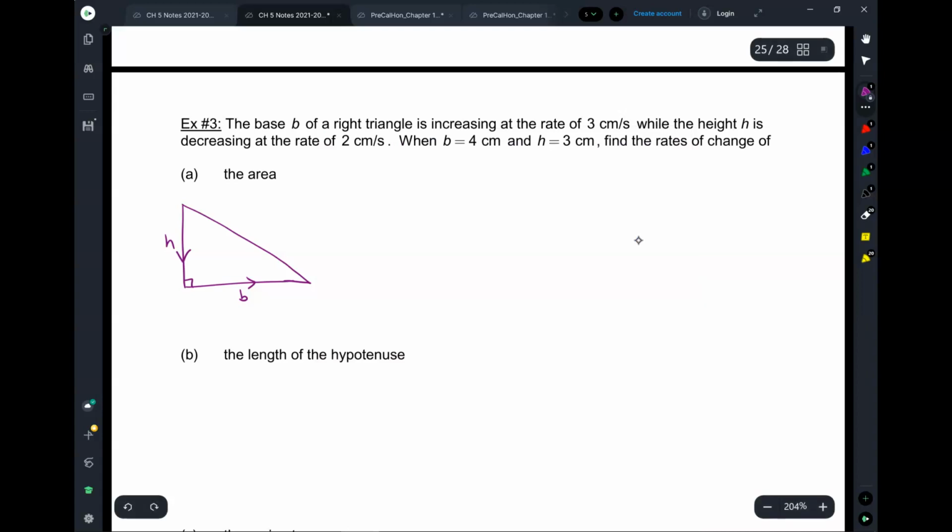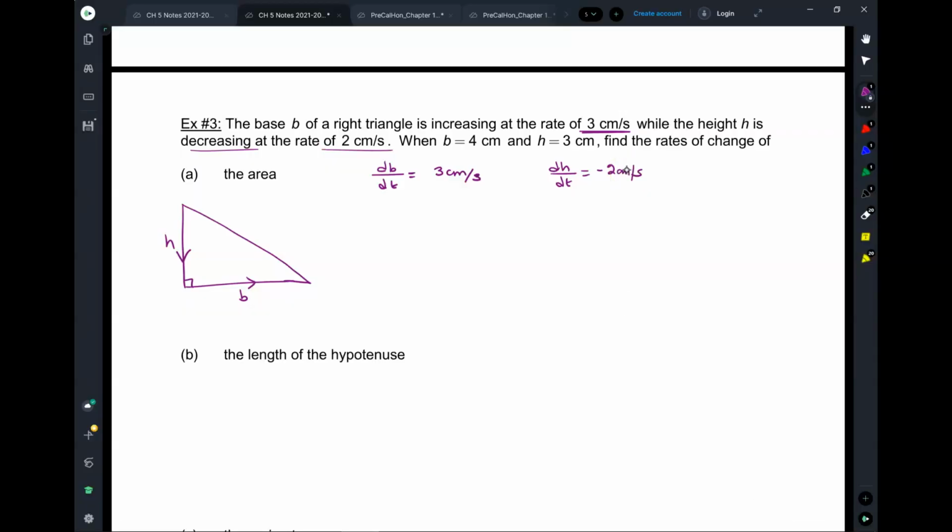Okay, so now let's read this again. The base B of a triangle is increasing at a rate of 3 centimeters per second. This is the rate of change of B. In other words, dB dt is 3 centimeters per second. And is that base increasing or decreasing? What does it say? Increasing. So does that mean it's a positive rate or negative rate? Positive rate. The height is decreasing at a rate of 2. So dh dt is negative 2 centimeters per second.